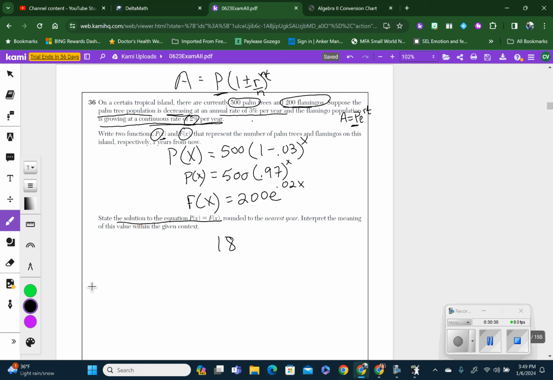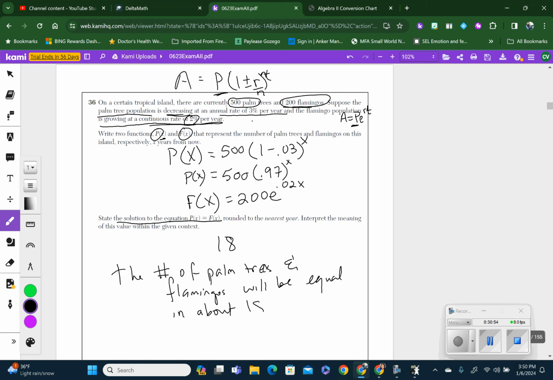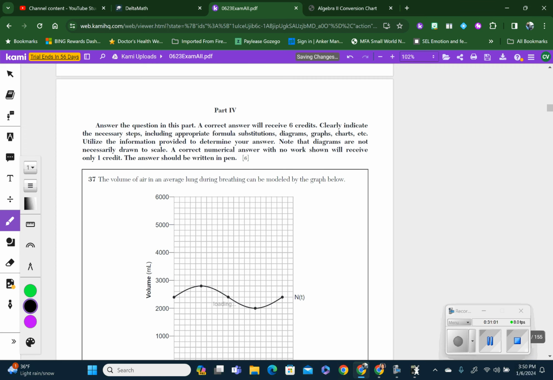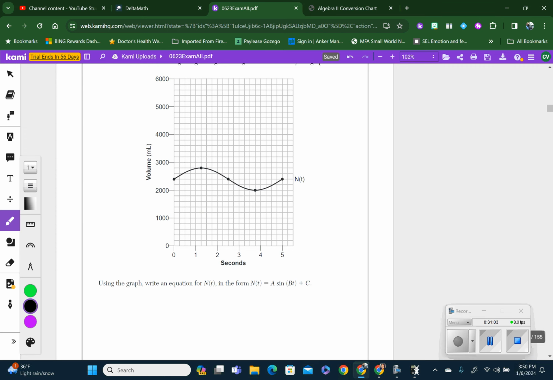And then it says interpret the meaning, right? So basically that means that the number of palm trees and flamingos will be equal in about 18 years. Done. Okay, good. There's 36. Finito.